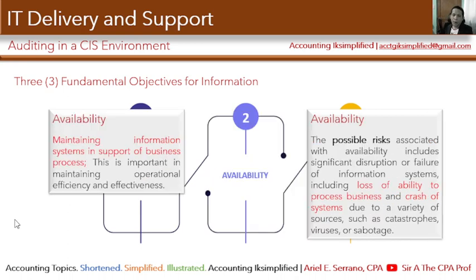Next, availability. Of course, when we are talking of availability of information, kailan ba ito available? At kapag may nangailangan nito, available ba ito? So that is maintaining information systems in support of business processes. So mahalaga ito for maintaining operational efficiency and effectiveness.